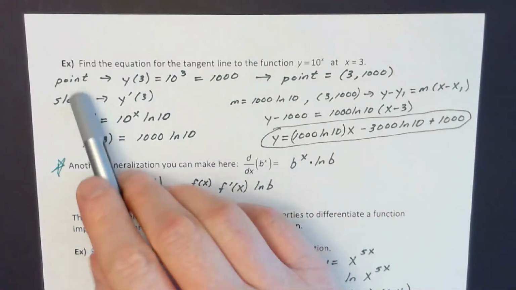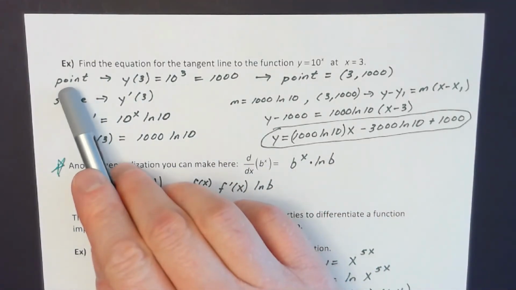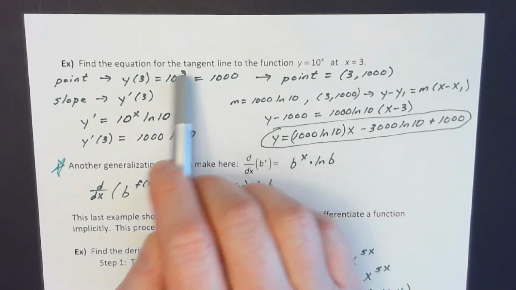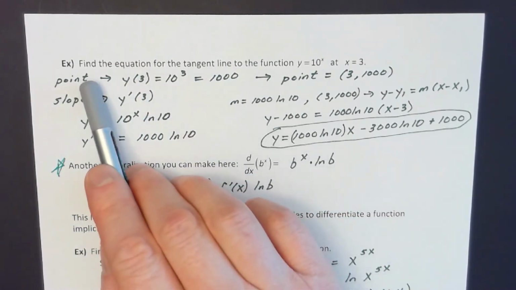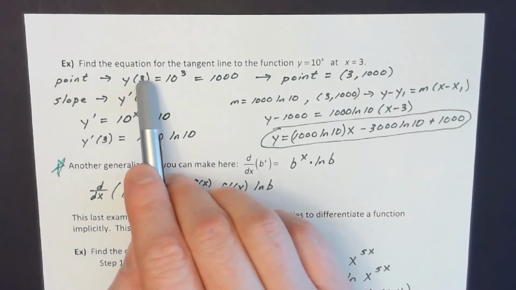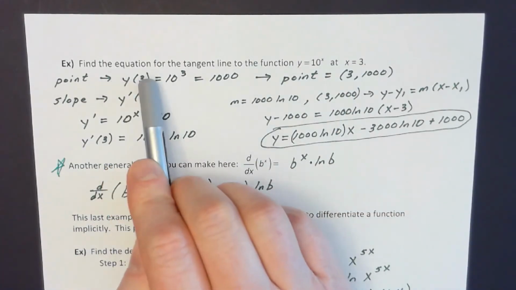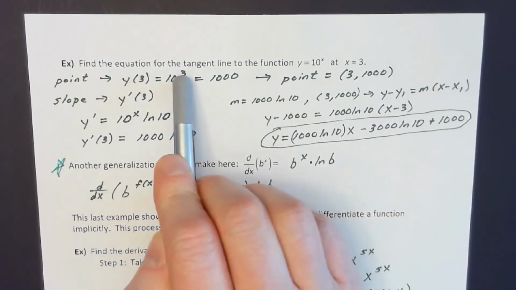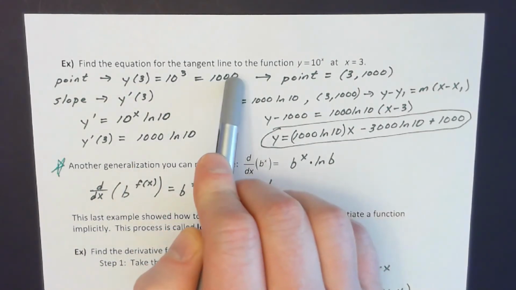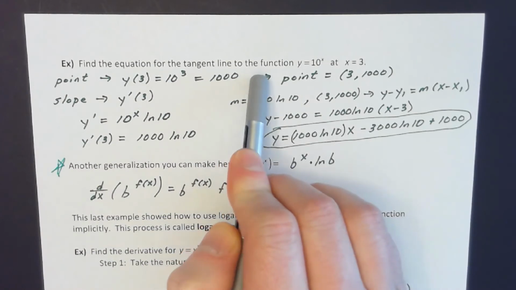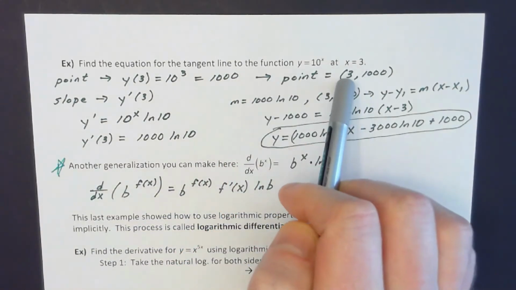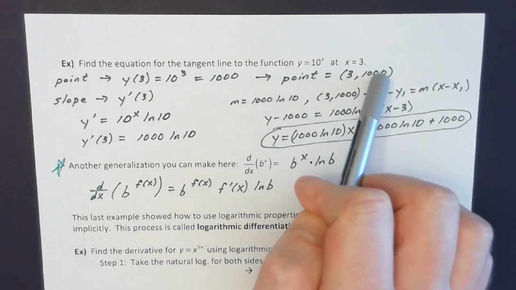So I go up here and I can say, okay, if I'm trying to find the equation of the tangent line, I'll need a point and I need a slope. So before I even worried about the derivative, I was just concentrating on the point. We have the x value, the y value is going to be the function evaluated at 3. We get 10 to the third, which is 1,000. So that means the point at which my tangent line is going through is the ordered pair (3, 1,000).